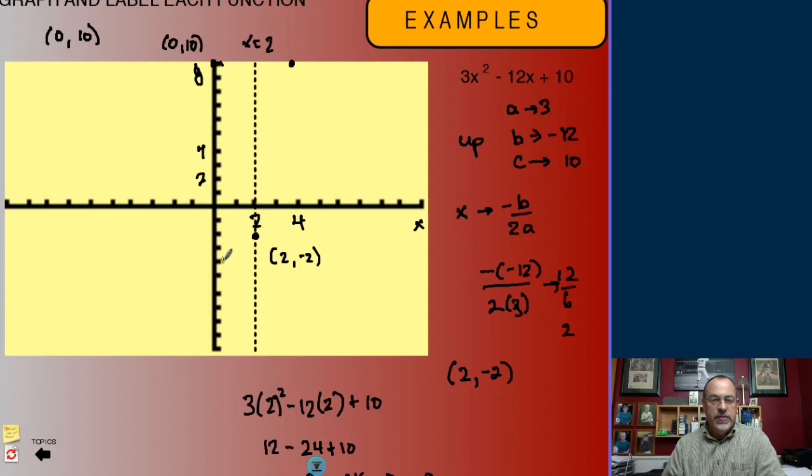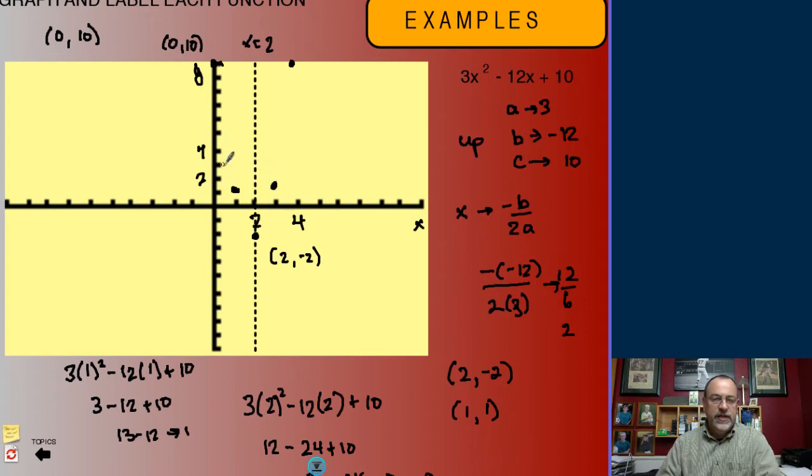So I'm going to go ahead and choose the number 1 here and substitute it into this expression. So I have 3 times 1 squared minus 12 times 1 plus 10. So this is 3 minus 12 plus 10. So this is going to be 13 minus 12, which is 1. So when I choose an x value of 1, my y value is also 1. So over 1, up 1 is a point. And again, because it's symmetrical, there's going to be a corresponding point over here. So now I have my 6 points that I can use to graph.